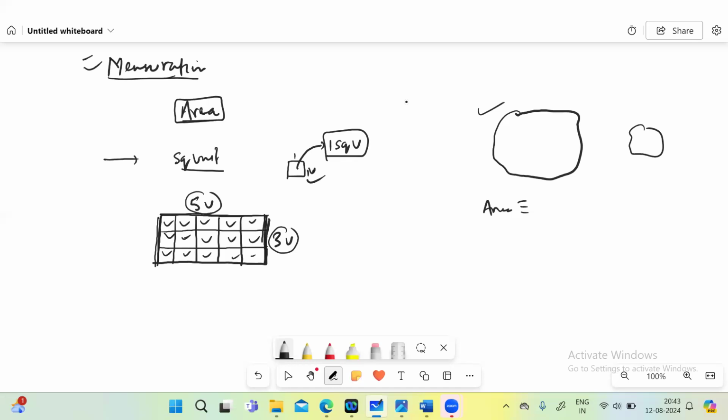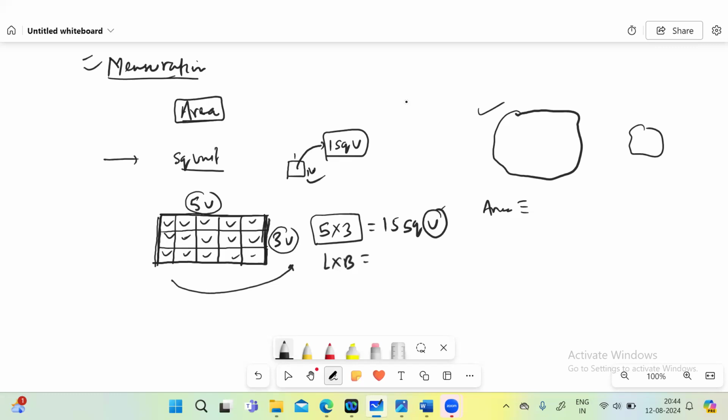Rather than counting it, we could have calculated it in a multiplication format: 5 into 3 boxes are there. So this is how we define area, and this is how we calculate the area of a rectangle by multiplying length into breadth. So L into B is our area, and in this case it is 15 square unit. Why am I using this U every time? Because it can be anything. It can be centimeter or meter or feet or kilometer. You can use any measure of length.